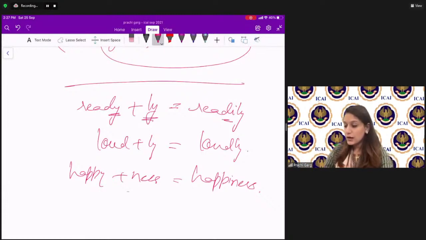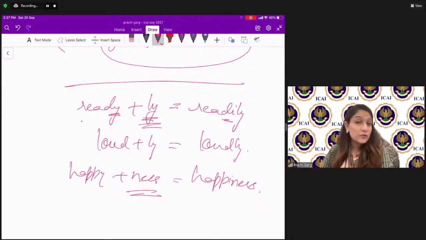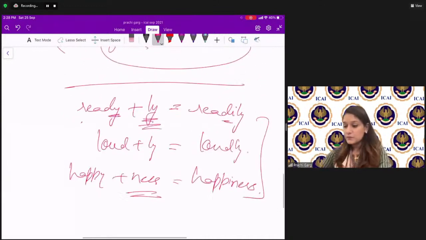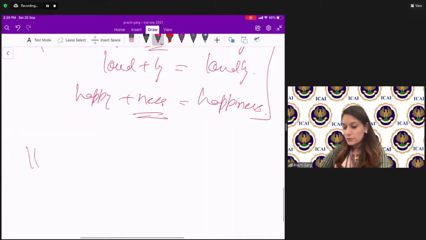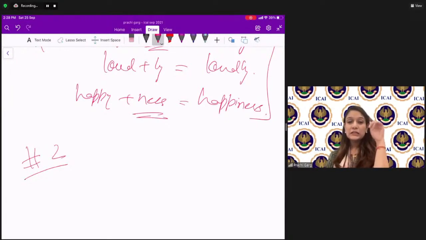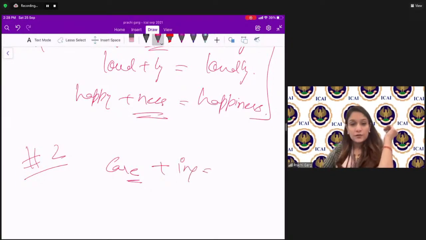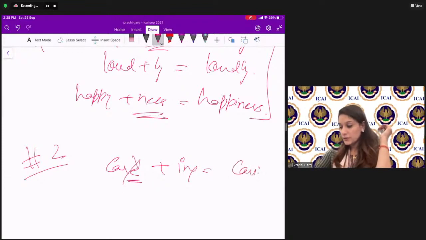So whenever you want to add ness or ly, and there is a word that ends with y, this is how you will make a word. Clear? Okay. Now, another rule. This was rule number 1. Rule number 2. When the suffix begins with a vowel, drop the silent e in the root word. Now, what does it mean? For example, care. This word ends with a silent e. You want to add ing here. So e will be dropped and you will make the word caring.